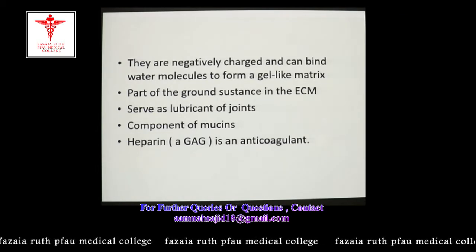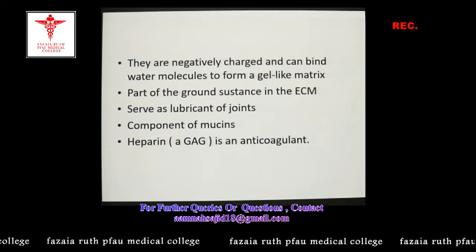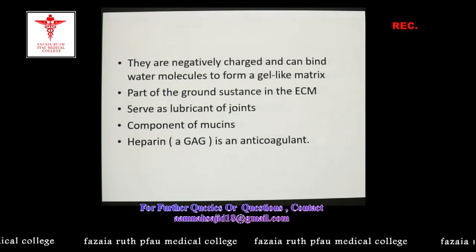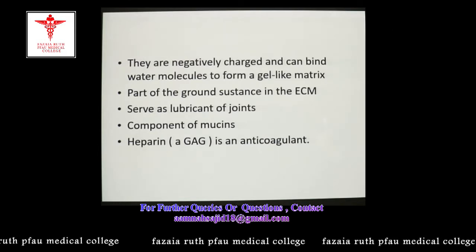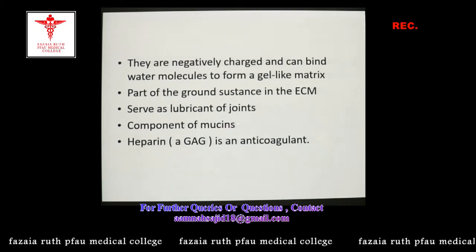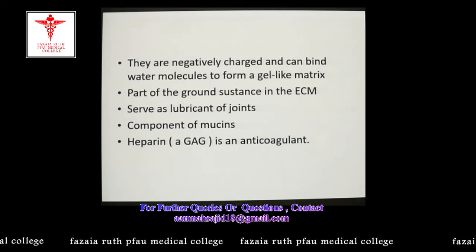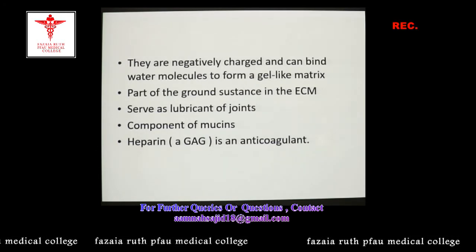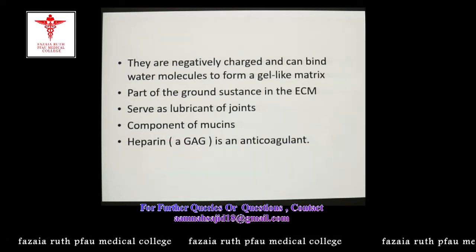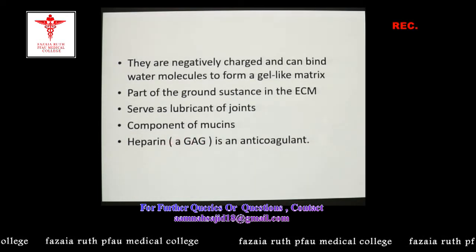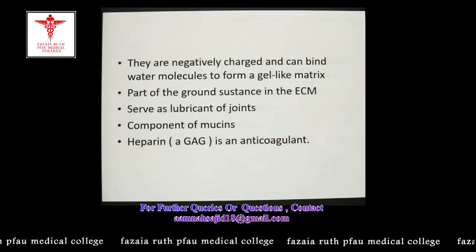In addition to forming a gel-like matrix, these glycosaminoglycans also possess lubricant properties, because of which they serve as lubricants in joints. They are also important components of mucus secretions in the gastrointestinal tract and the genitourinary tract, where they perform a protective function. Now, heparin is also an example of glycosaminoglycan, and heparin, as you might know, is a very important blood anticoagulant.